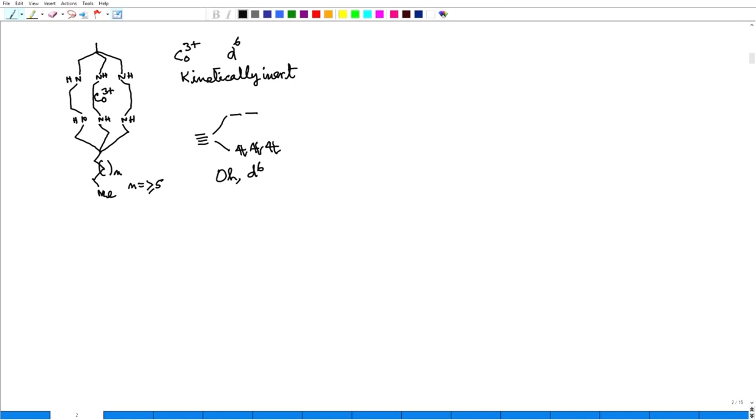The way to get out is, we have to reduce it. If you reduce cobalt 3 by zinc dust, then cobalt 3 becomes cobalt 2 plus, that is D7. And D7 means octahedral D7 will have an electron here. And that makes it kinetically labile. Kinetically labile. So then it can easily get out of this cavity. Okay, that is not the important thing.